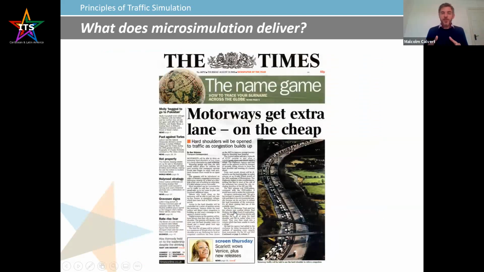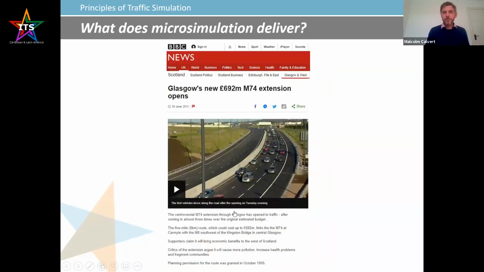Another example, this was reported in a major newspaper in the United Kingdom, where the testing was to look at using the hard shoulder of motorways as an extra lane in very busy times. And so this was something that traffic simulation was used to test before it was rolled out in practice.